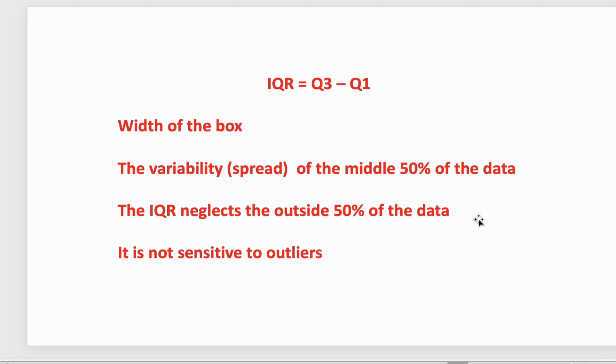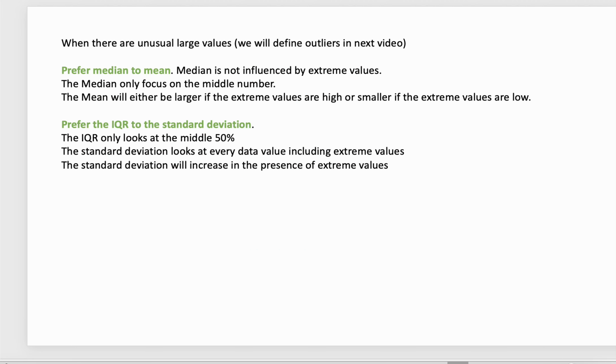What are some of the negative aspects of the IQR? It has blinders. It can't look outside of its box. It can't look at the bottom 25%. It doesn't look at the top 25%. As a result, it is not sensitive to outliers. If there's some really large values, the IQR does not detect it. Or some really small values, the IQR does not recognize it. We're going to pass on that and come back to it.